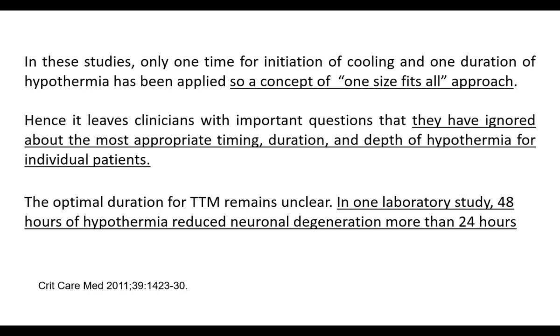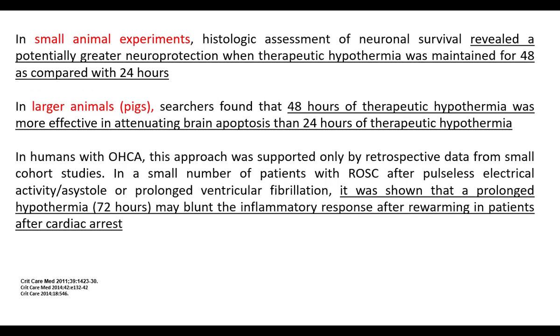So the optimal duration of target temperature management remained unclear, and in one laboratory study, 48 hours of hypothermia reduced neuronal degeneration compared with 24 hours, and this was published in 2011 in Critical Care Medicine: that 48 hours is better than 24 hours. Now what happened after that? There are two animal studies which were done. One was done on small animals, and they revealed a potentially greater neuroprotection when therapeutic hypothermia was maintained for 48 hours as compared to 24 hours. Till date, all recommendations are in favor of 24 hours.